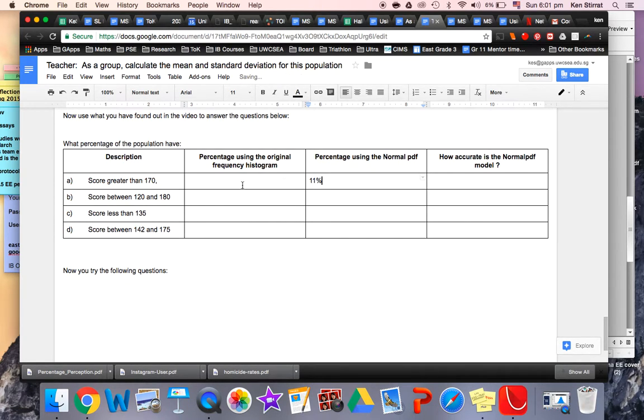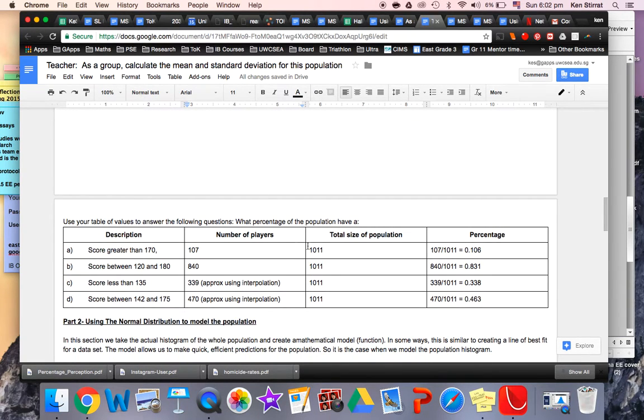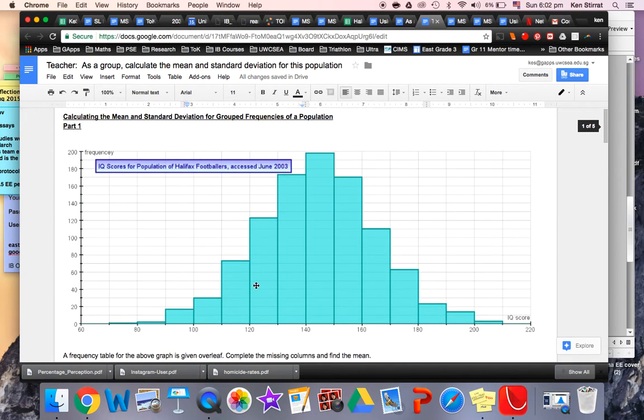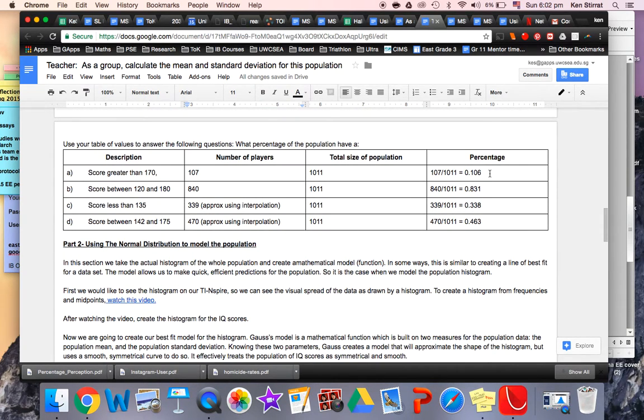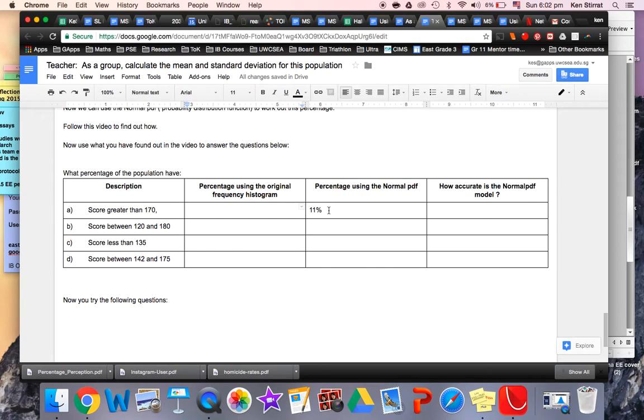Now if we compare that back to the actual original histogram, I've got some answers filled in here. The original estimate from our table of data and from our picture here was 10.6%. Using the exact numbers, it was 0.106, which is 10.6%, and using our model, we've got 11%. So the old one was 10.6%, which equals 0.106, and using our model, we've got an estimate of 0.11.